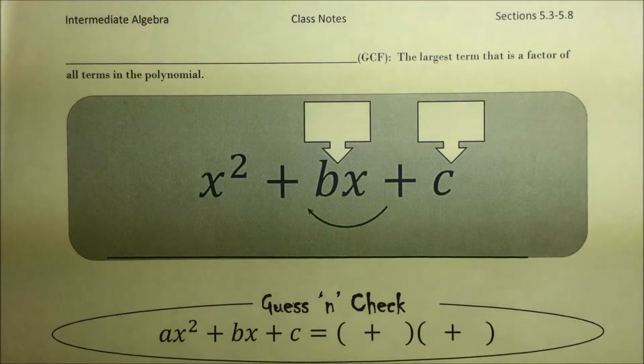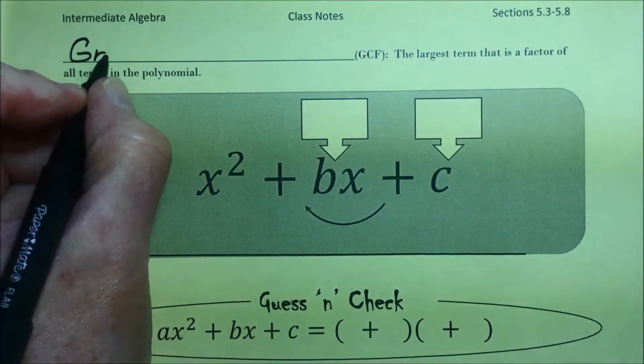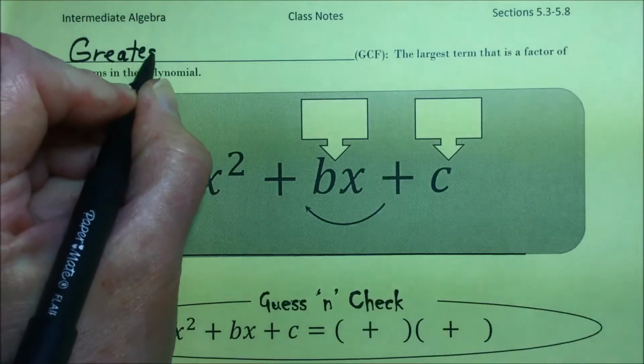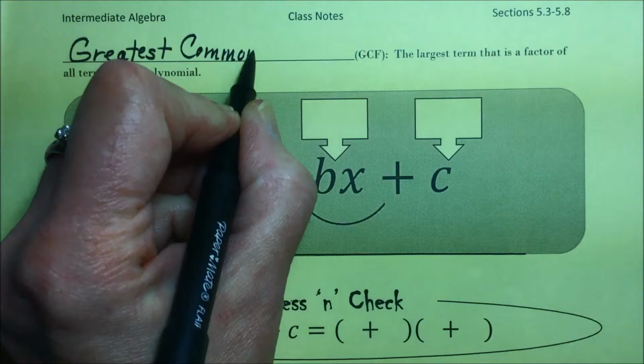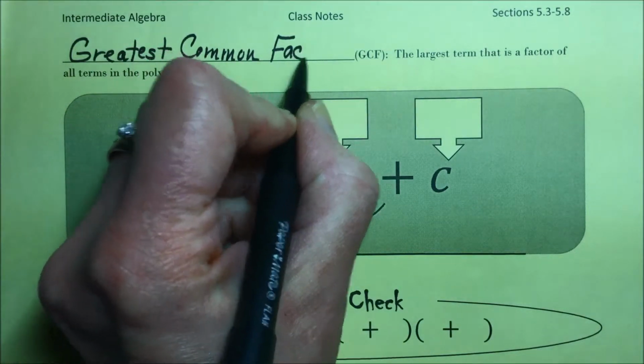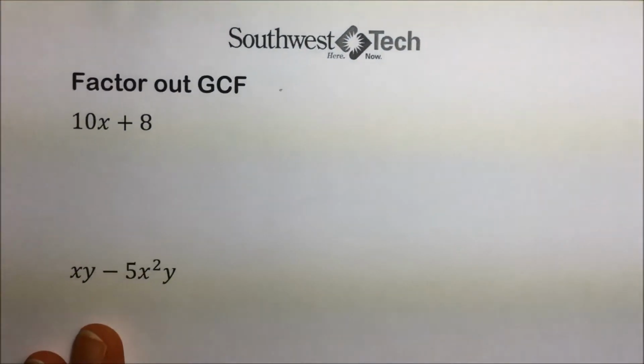It is standard practice to factor out the largest or greatest common factor so that the resulting polynomial factor cannot be factored any further. The greatest common factor, or GCF, is the largest term that is a factor of all terms in the polynomial. And let's take a look at some examples here.